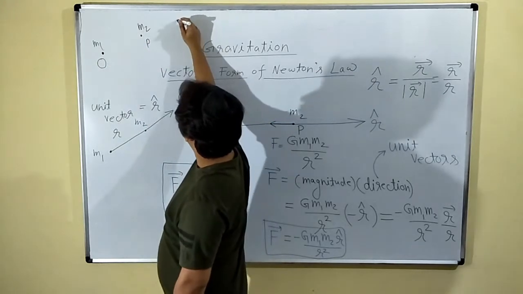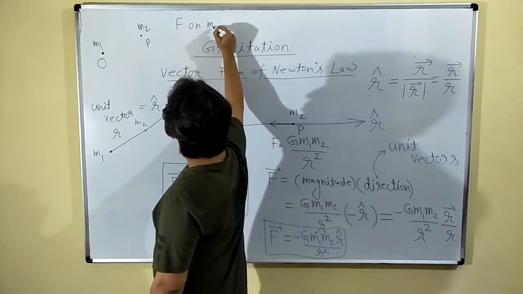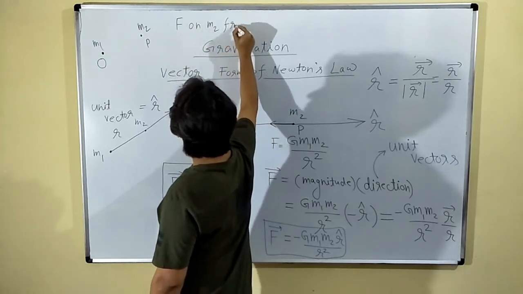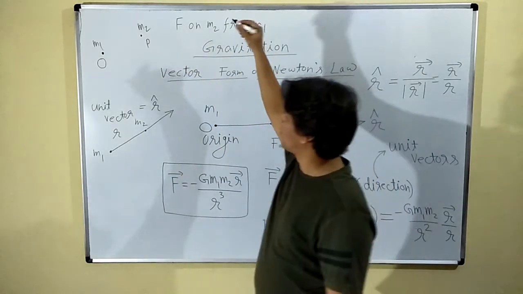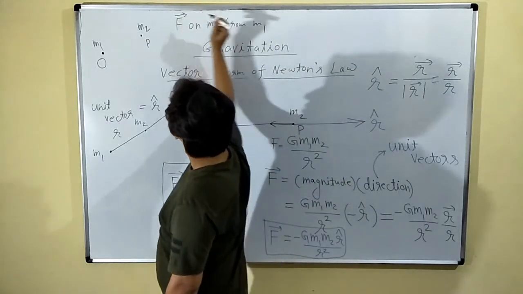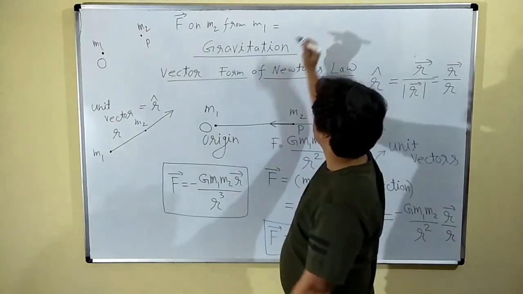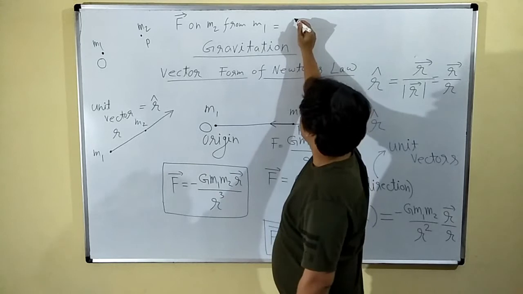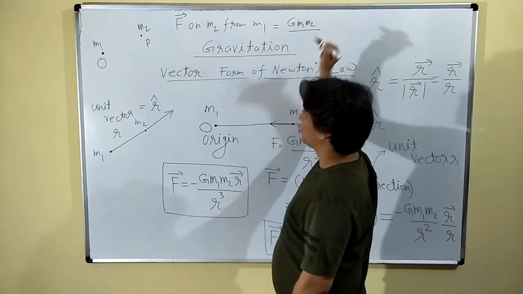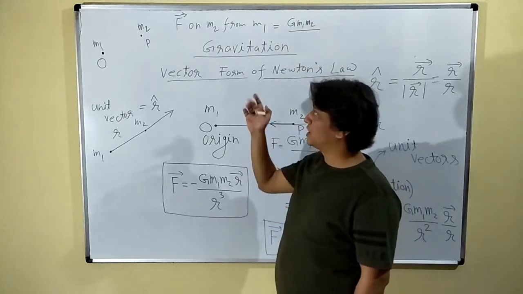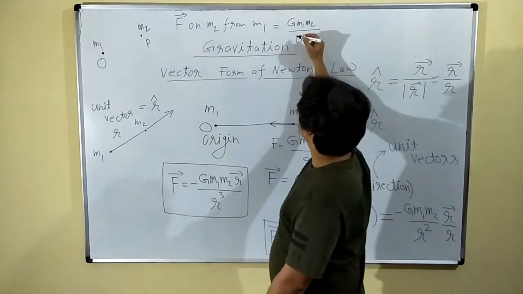We need to write this thing in vector form. What is force? Magnitude and direction. Vector. What is the magnitude? G m1 m2 upon, what is the separation between m1 and m2? Can write it as OP, square of it.